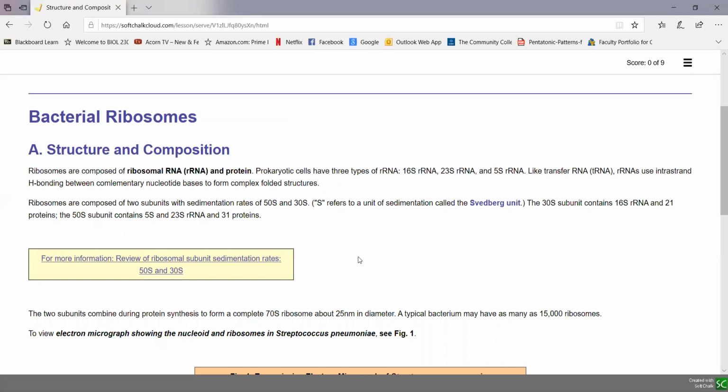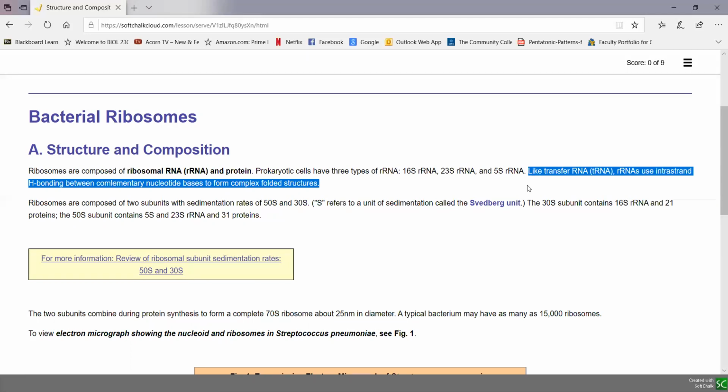So as we learned when we compared pro and eukaryotic cells in an earlier SoftChalk lesson, and as you know from your biology course, ribosomes are composed of ribosomal RNA or rRNA and protein. Now, prokaryotic cells or bacteria have three types of ribosomal RNA: a 16S ribosomal RNA, a 23S ribosomal RNA, and a 5S ribosomal RNA. And like transfer RNAs, ribosomal RNAs have a lot of intrahydrogen bonds between complementary nucleotide bases in the same strand to form a complex three-dimensional folded structure.